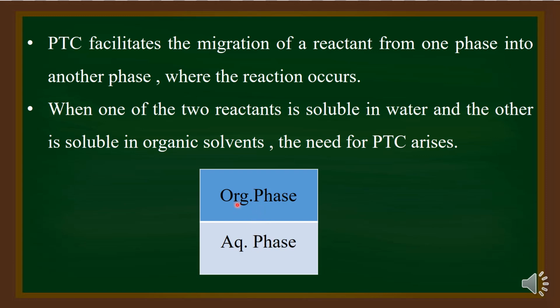When we add a small amount of phase transfer catalyst into this reaction mixture, it facilitates the migration of one of the reactants from one phase to another phase where the reaction can take place. When one of the two reactants is soluble in water and the other is soluble in organic solvents, we have to make use of a phase transfer catalyst for the reaction to take place.